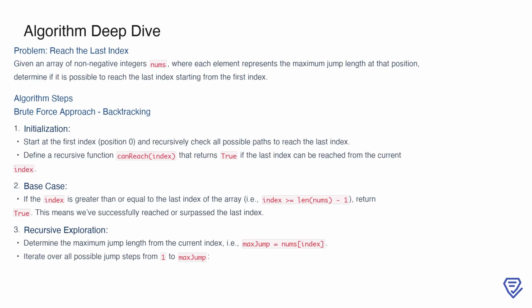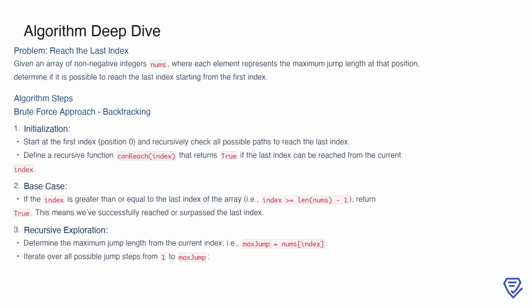To solve the jump game problem, we are given an array of non-negative integers, where each element represents the maximum jump length from that position. The task is to determine if it's possible to reach the last index starting from the first index. A straightforward way to approach this is by using a brute force method with backtracking.